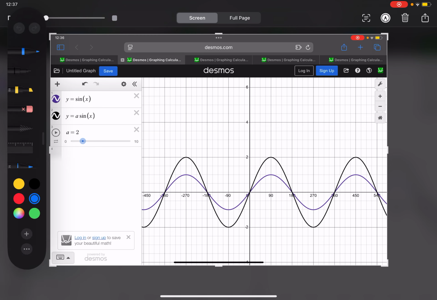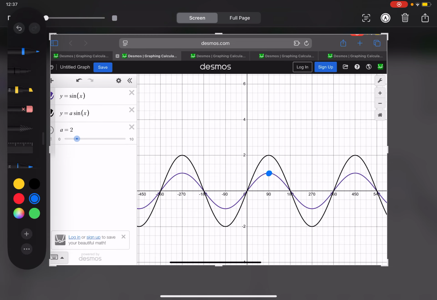So where we previously had this coordinate here, which was (90, 1), we've now got the coordinate (90, 2). You can see that the y coordinate has been timesed by 2 because of the 2 here. Whereas where the y coordinate was 0, here, here, here, here, well, timesing that by 2 doesn't do anything. So that stays exactly where it is. 0 times 2 is still 0.